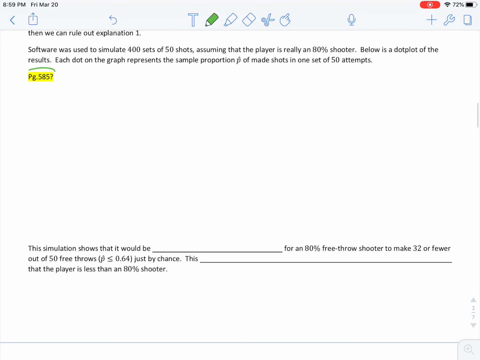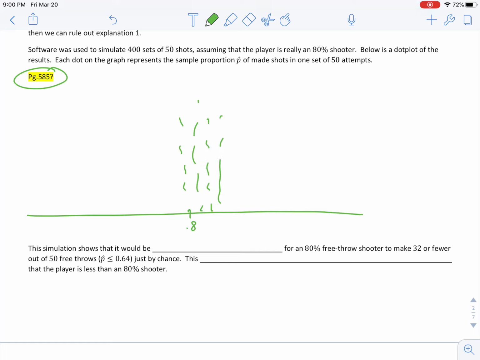Eventually, next year, I'll be putting in a textbook image of what this looked like. But if I were to sketch it for you, they put in a dot plot where most of the values are centered at 0.8. That should make sense. We know that the sampling distribution of sample proportions does center at the population proportion value. So it looks like this. And then they put a line where 0.64 is because that's what actually happened to our player.